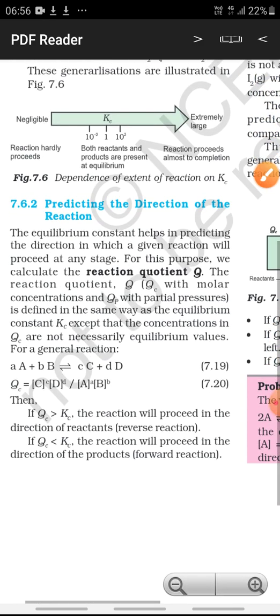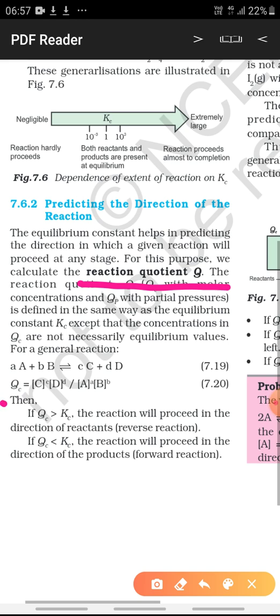Now, another thing is the direction of a reaction. If the equilibrium is not established, but we know the concentrations at the present time, we can calculate the value, and we know the equilibrium constant value also. We can find out whether the reaction will go in the forward direction or in the backward direction by calculating the value of reaction quotient Qc. Now, what is reaction quotient Qc?